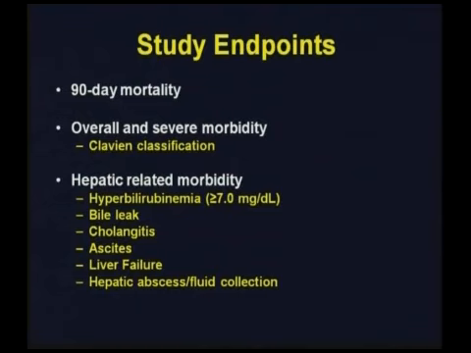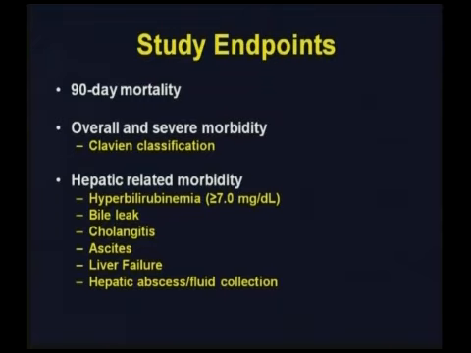Study endpoints included 90-day postoperative mortality and overall postoperative morbidity. Each complication was graded according to the Clavien classification, and those complications of grade 3 or more were classified as severe postoperative morbidity. Hepatic-related postoperative complications included hyperbilirubinemia, bile leak, cholangitis, ascites, liver failure, and hepatic abscesses or fluid collections that merited intervention.